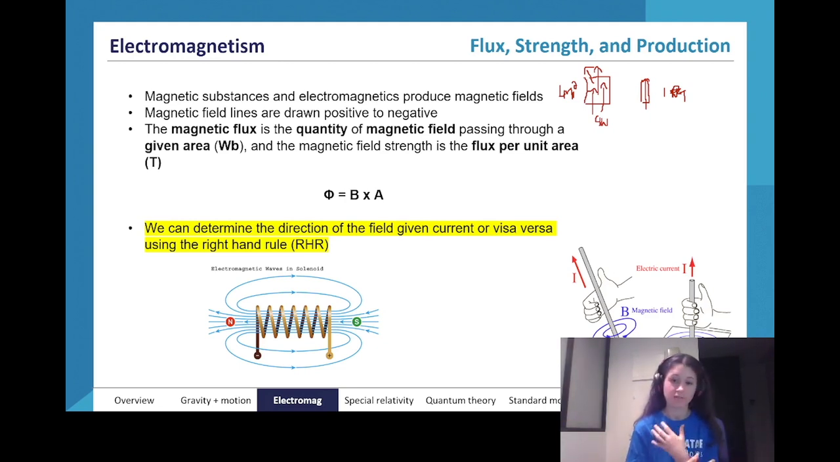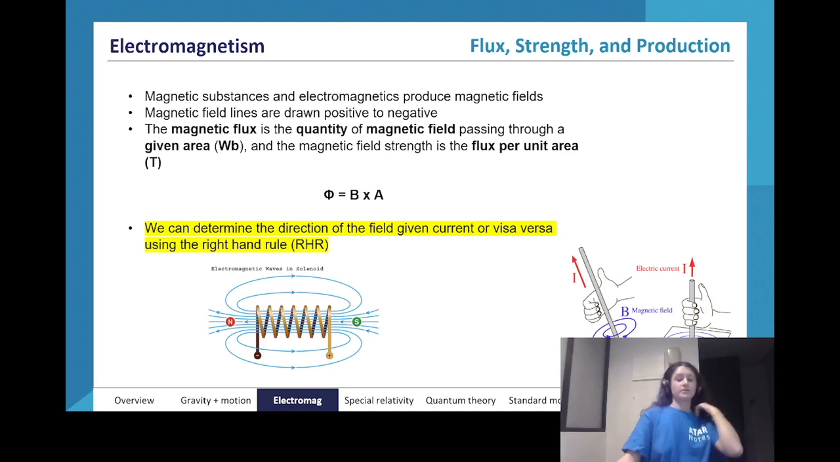You can have an absolutely massive area and have a lot of magnetic flux. However, with that same massive area, you could have a very small magnetic flux density, because the reason the magnetic flux is so high is that it's a massive area, but when you take it per unit area, there's not a lot of lines passing through each unit area. And this is why the magnetic field strength is the flux per unit area.